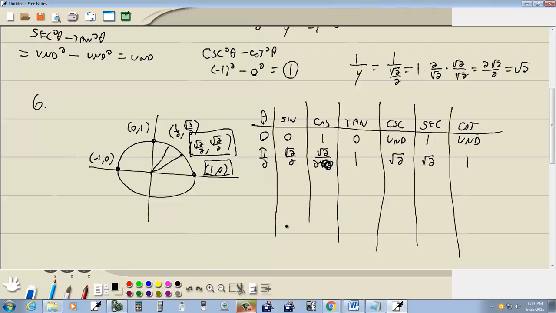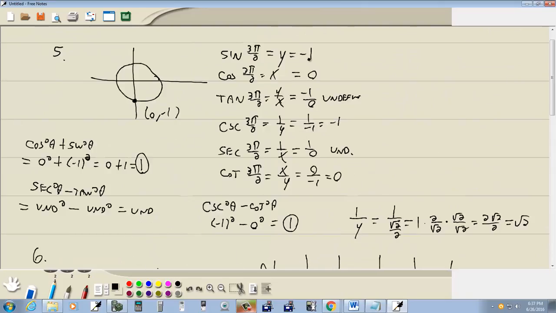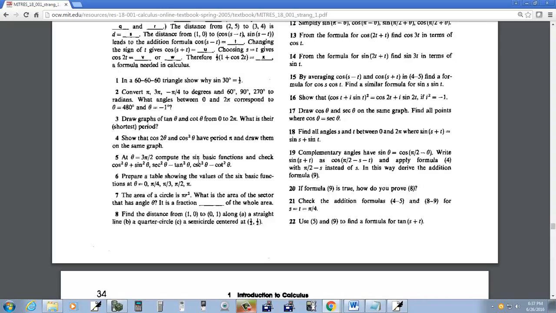And I won't go through and complete those, but that's what they're looking for in that one, using the same formulas that I gave you up here. Number 7. I don't know if I remember the formula for this.